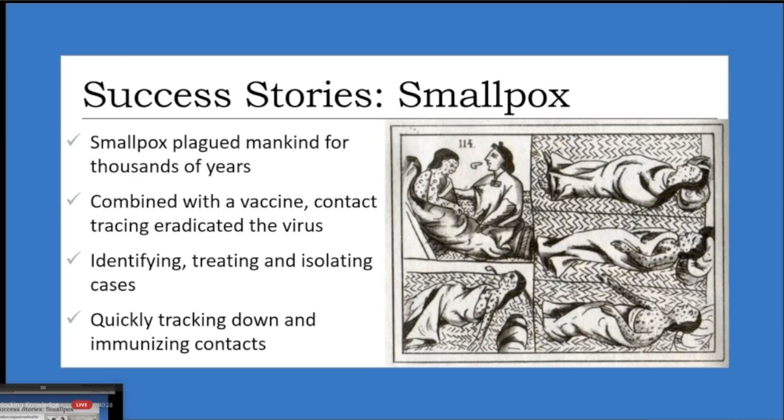Success stories. Smallpox. Smallpox plagued mankind for thousands of years. The image on the right is a rendering of a woodcut from the Aztec civilization. Contact tracing succeeded thanks to a revolutionary vaccine, eradicating the virus by 1980. This was accomplished by identifying, treating, and isolating cases so they could be swiftly immunized, along with their contacts.